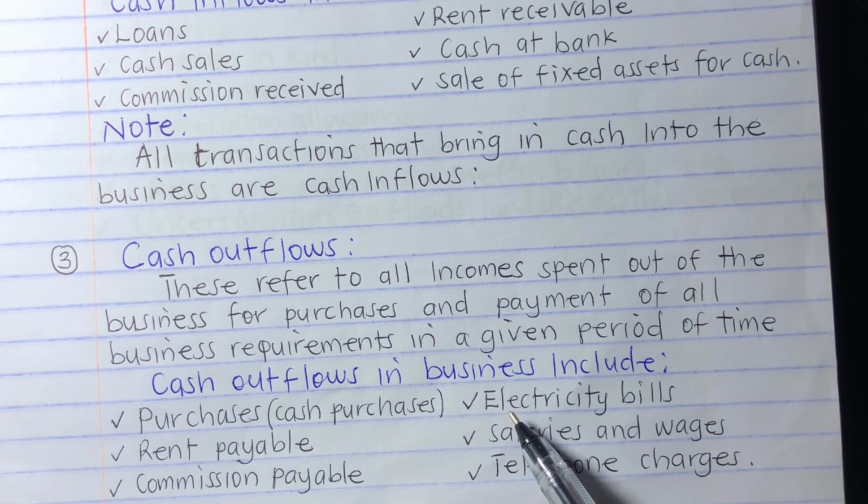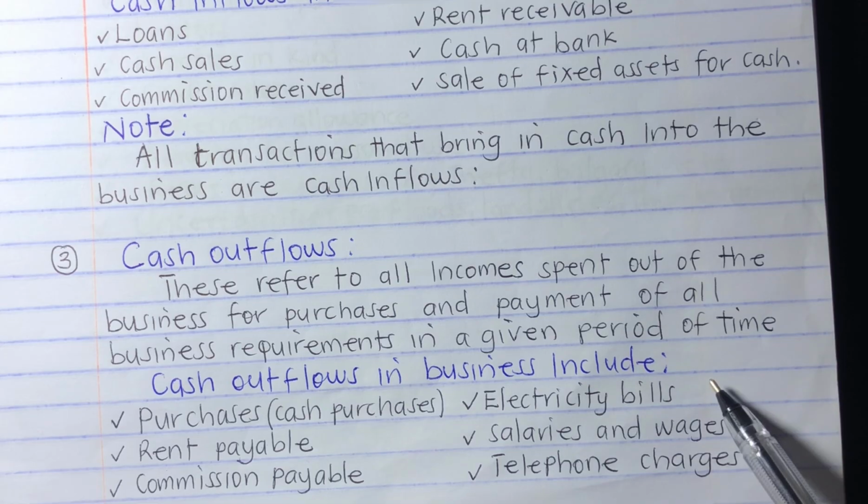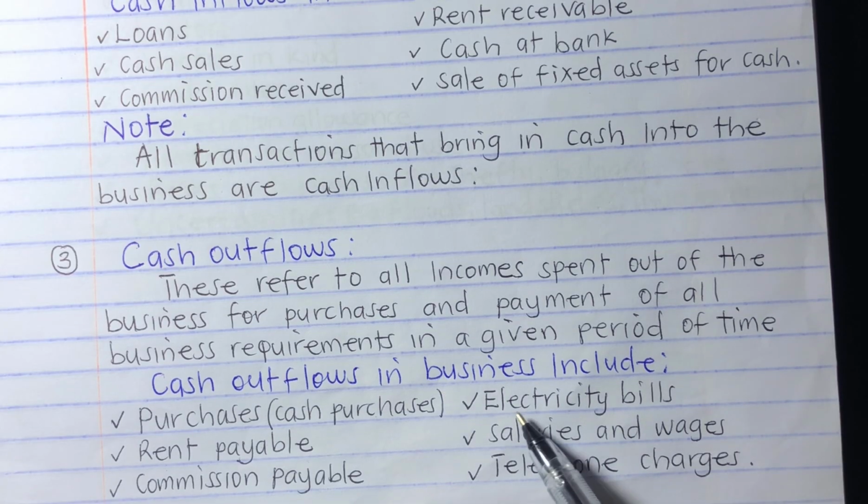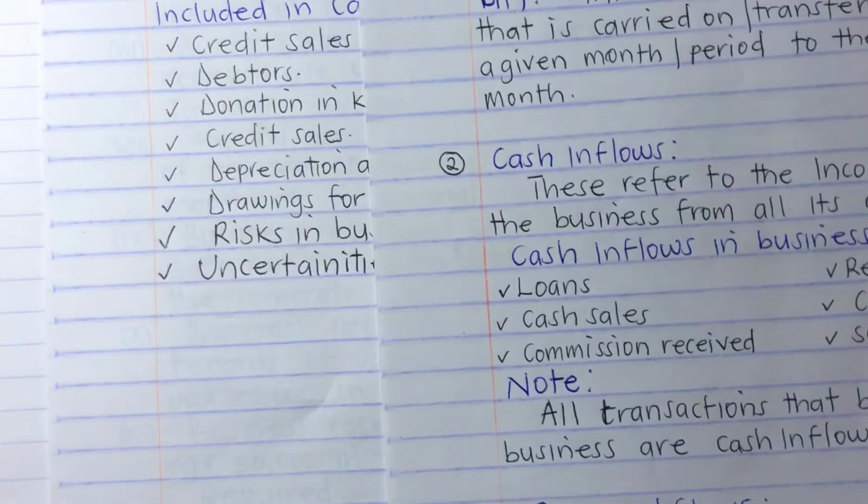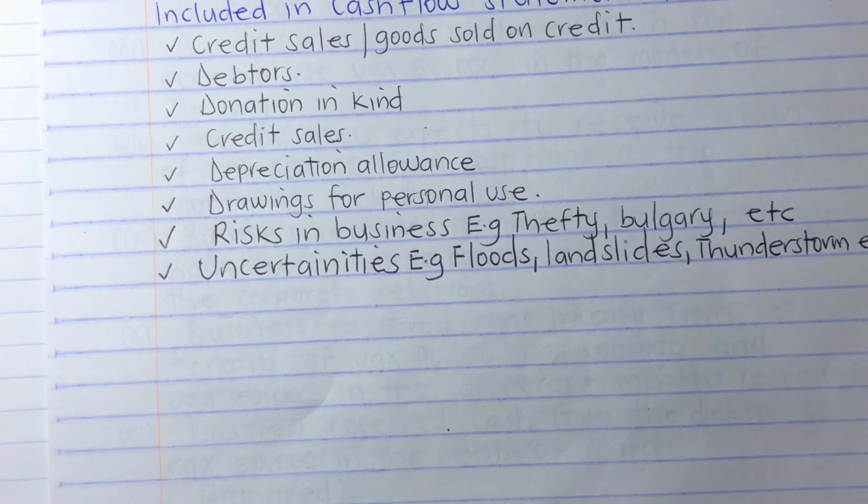Then we have some others here: electricity bills, salaries and wages, and telephone charges. These are all examples of cash outflows. So all transactions where the business is spending out money, you are going to record in the cash outflows. That is the third component of a cash flow statement.